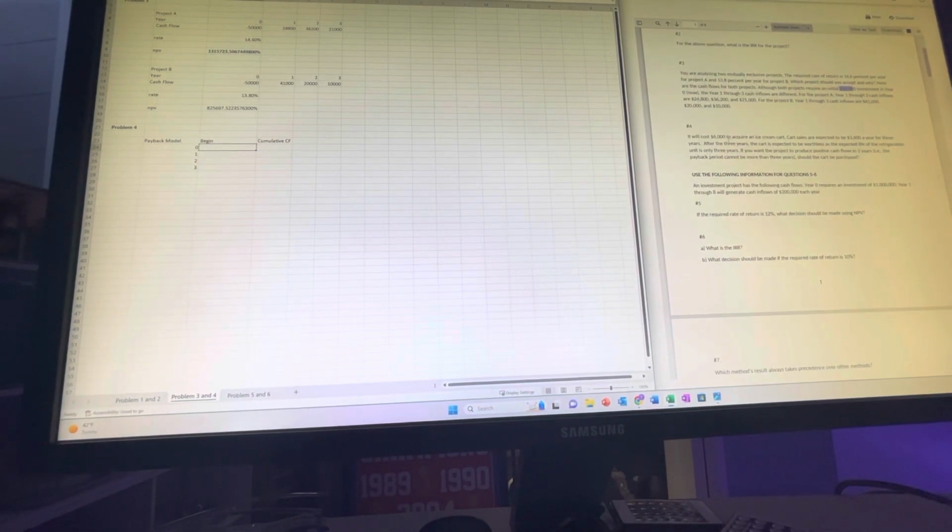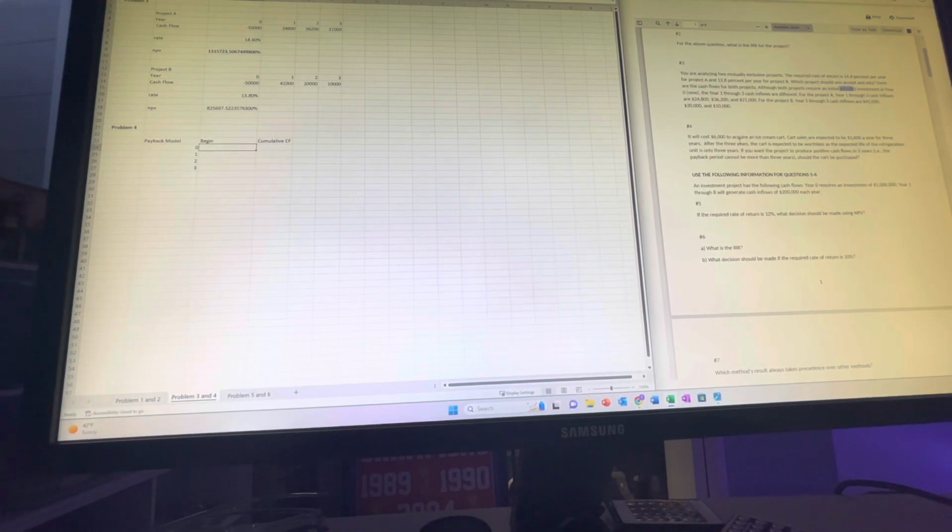Problem 4, we'll scroll down a little bit. It will cost $6,000 to acquire an ice cream cart. Cart sales are expected to be $3,600 a year for 3 years. After 3 years, the cart is expected to be worthless, as the expected life of the refrigeration unit only lasts 3 years. If you want the project to produce positive cash flows in 3 years, should the cart be purchased?